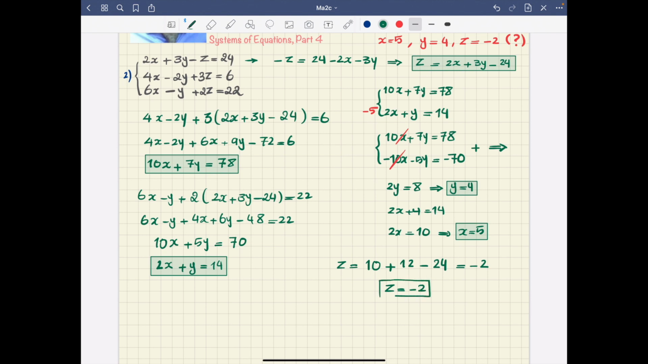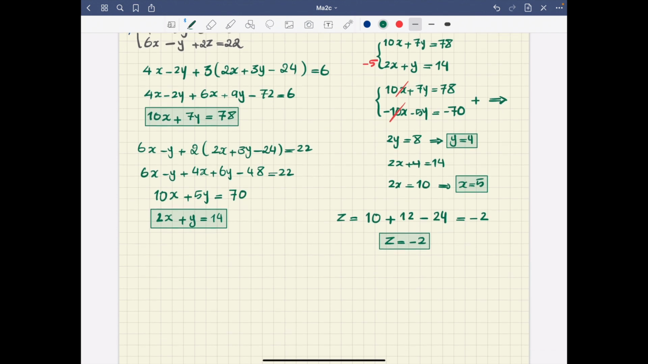Again, let me ask you, how many solutions did I get? How many answers did I get for this equation? Only one, yes? So I would write one solution.